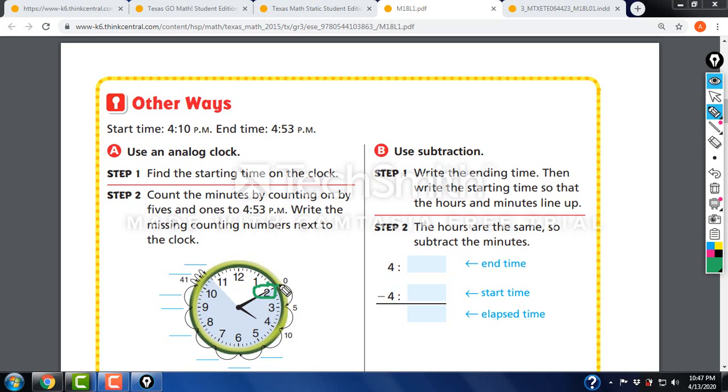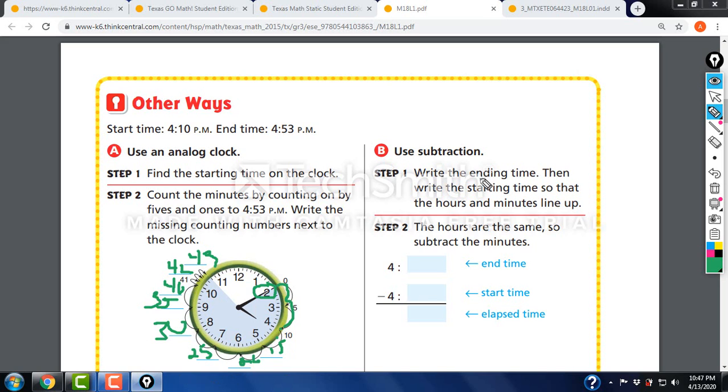We just count by fives. 5, 10, fill in the blanks here. 15, 20, 25, 30, 35, 40, 41, 42, and 43. Again, 43 minutes. That's using the analog clock, and we count by fives.